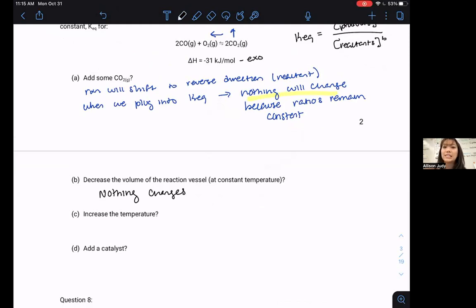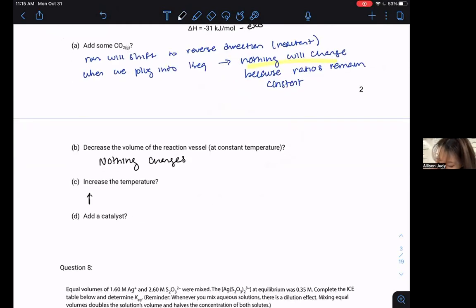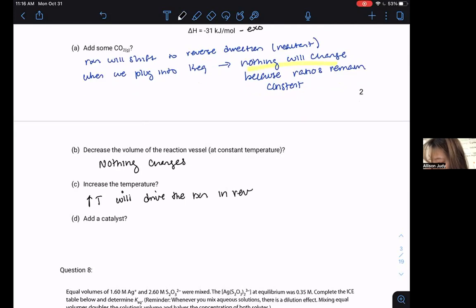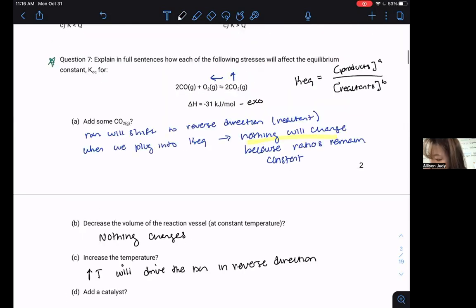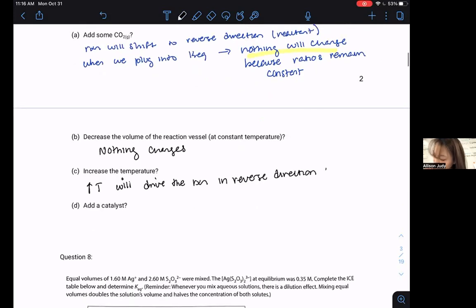What if I increase the temperature? An increase in temperature will drive the reaction in the reverse direction because we have an exothermic reaction. So it would be like adding on heat at the end. And if I increase temp, it'd be like dumping a bunch of product. So it'll drive the reaction backwards to kind of use up some of that excess heat. So KEQ will decrease.